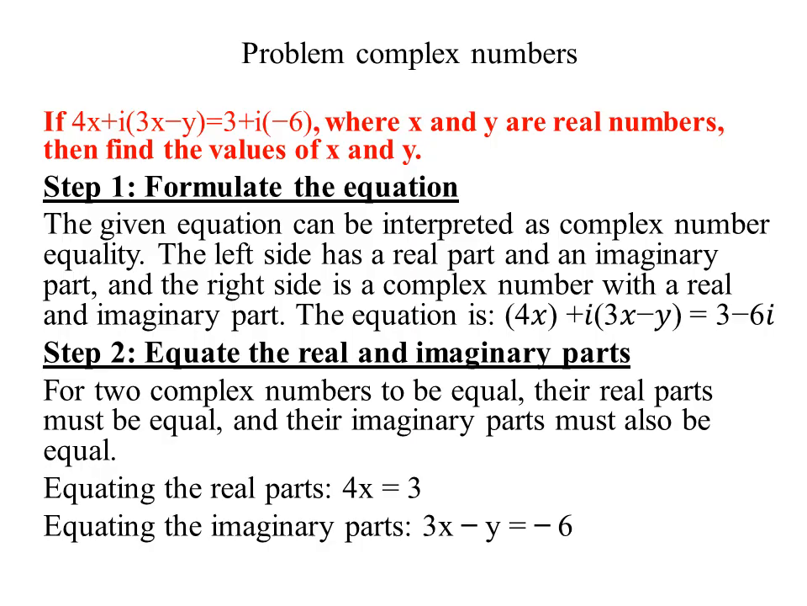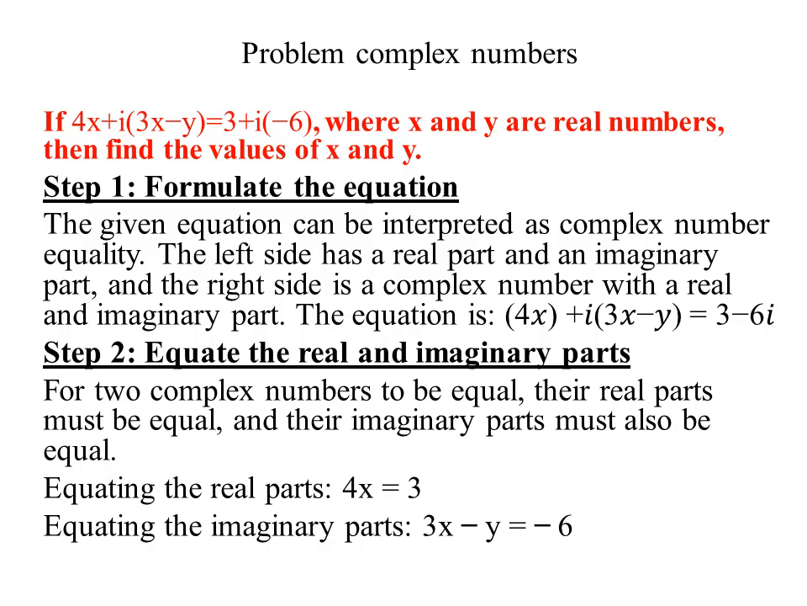Here is problem number 4. If 4x plus i into 3x minus y is equal to 3 plus i into minus 6, where x and y are real numbers, then find the values of x and y. Step 1: formulate the equation. Step 2: equating the real and imaginary parts. And in step 3, we solve for x and y.